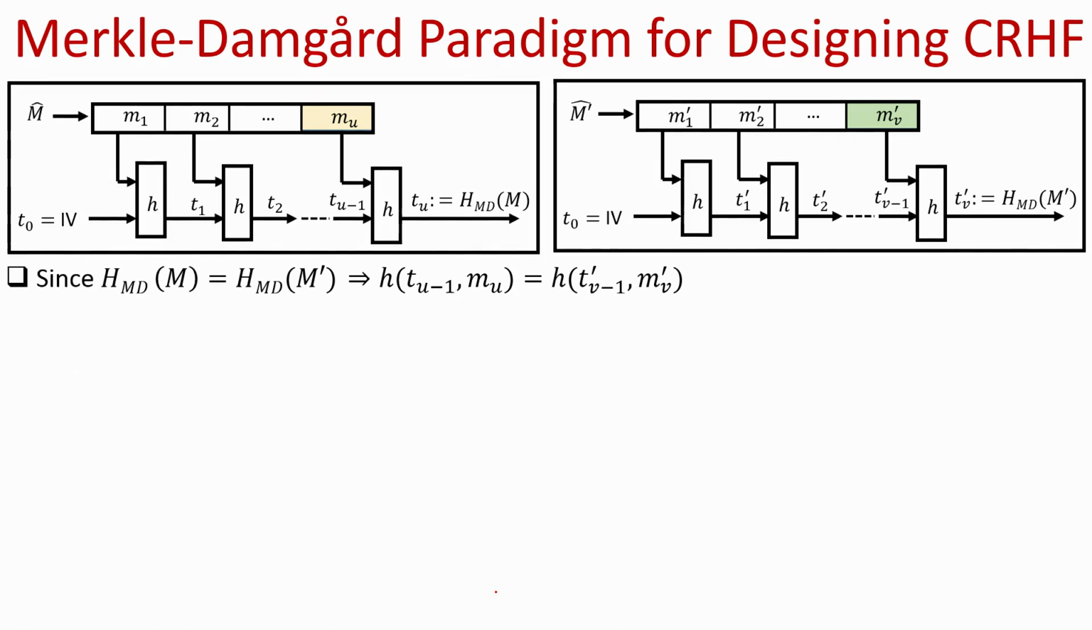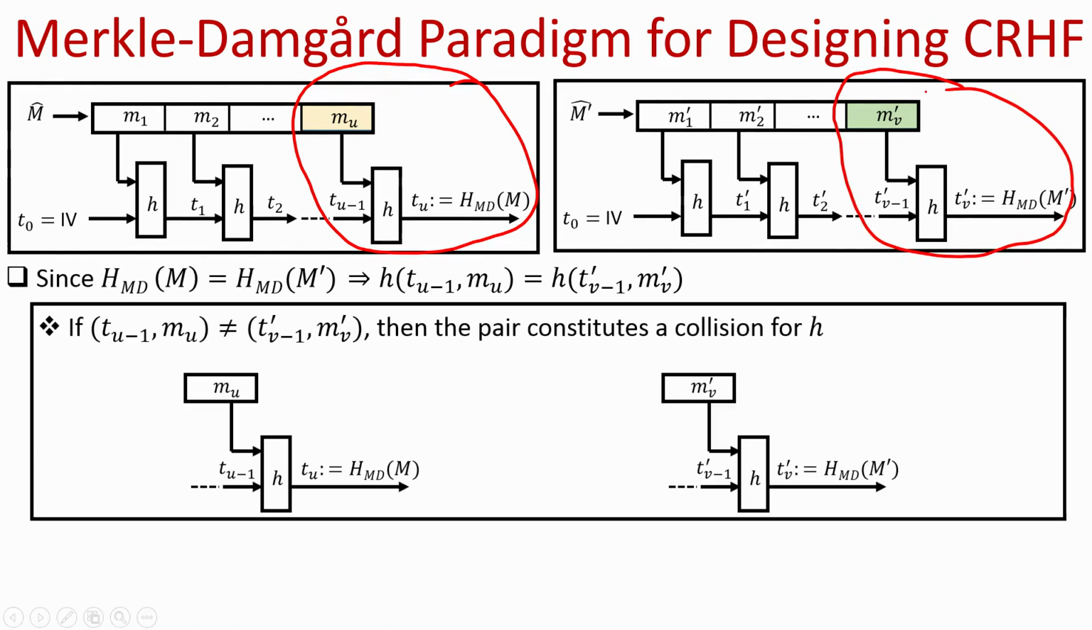what we are going to do is focus on the last invocation of the little h function in the hash chain for the message m and the last invocation of the little h function in the hash chain for the message m dash. The last invocation for the message m is on your left hand side and the last invocation for m dash is on the right hand side, and as you can see you have the inputs m sub u and t sub u minus 1 for the hash chain for m, and the inputs m dash sub v and t dash sub v minus 1 for the hash chain for m dash.